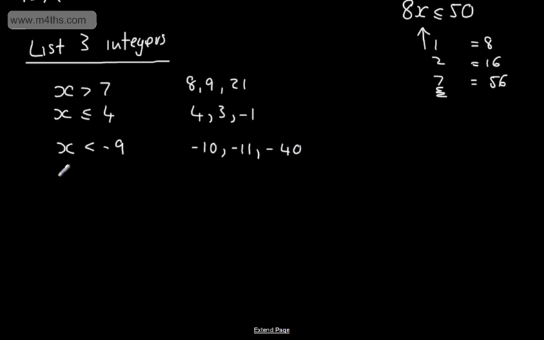If we said now that x is going to be greater than or equal to, let's say, -6, then I'm going to have -6, -5 and 10. So that now is listing 3 integer values that satisfy inequalities.